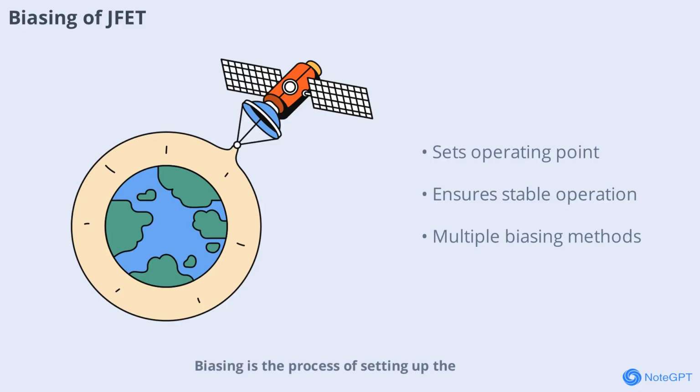Biasing is the process of setting up the correct operating point for a JFET in a circuit. Proper biasing ensures that the JFET operates in the desired region, typically the active region for amplification. There are several methods for biasing a JFET, including self-bias, voltage divider bias, and source bias. Each method has its own advantages and is chosen based on the application requirements.